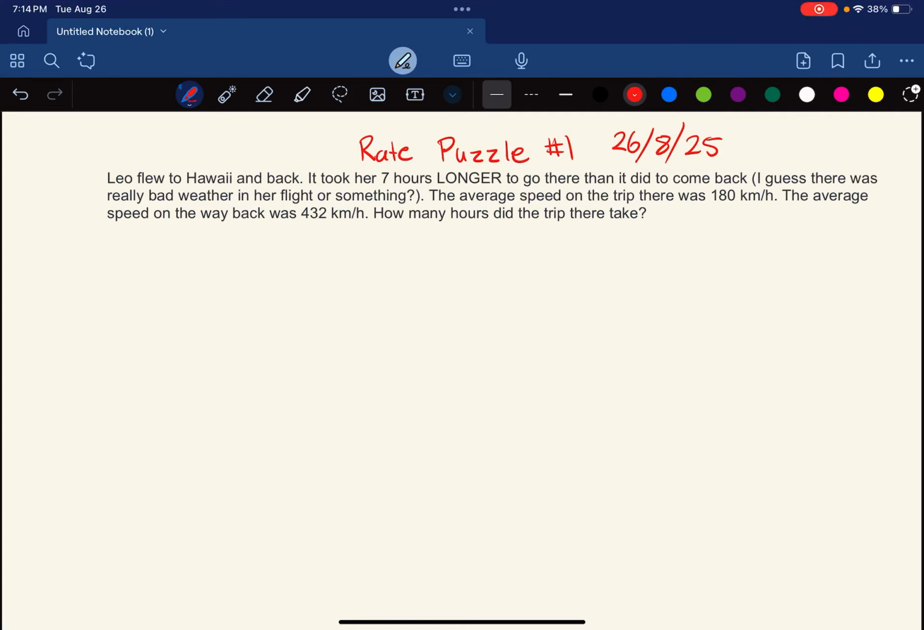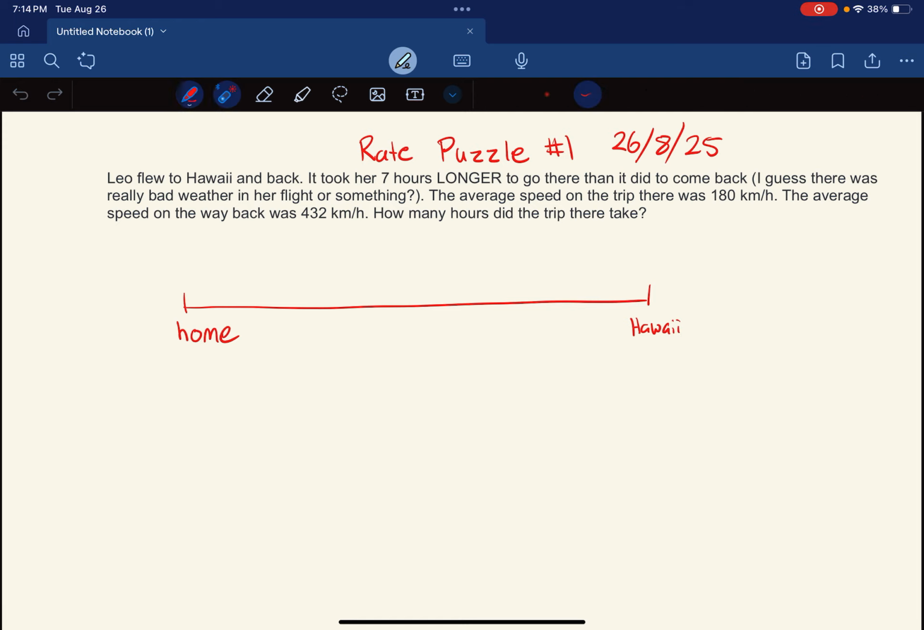All right, this is the rate puzzle. Let's go ahead and make a diagram for our puzzles. It makes it a lot easier. What do we know? Leo's flying to Hawaii and back. So let me draw a picture of that. I'm going to call that position home, and let's call this position Hawaii.